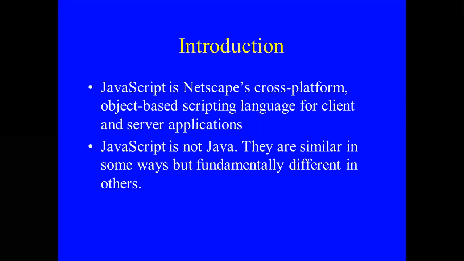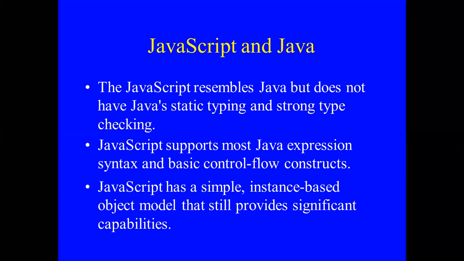Okay. Remember that JavaScript is not Java. There is a difference between JavaScript and Java. JavaScript is a scripting language for client or server applications. There are some similarities between Java and JavaScript, but fundamentally JavaScript is different. The behavior of both is different. JavaScript takes some part from Java, but the behavior and execution of Java and JavaScript are different. The control flow of JavaScript and Java is different.